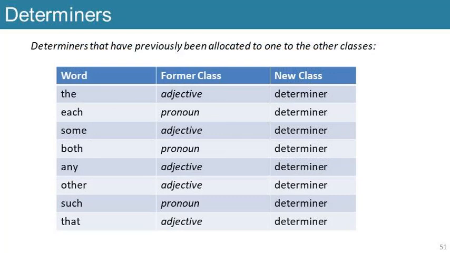The determiner class is a new class. It does not feature as one of the eight traditional word classes. It includes words that have previously been allocated to one of the other classes. Here are some examples of this reallocation.